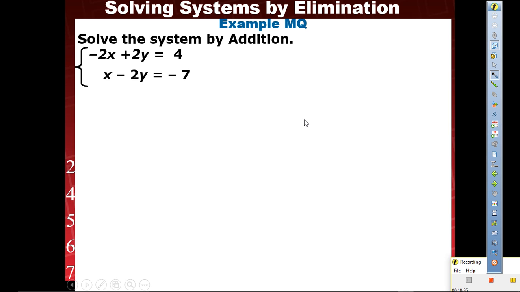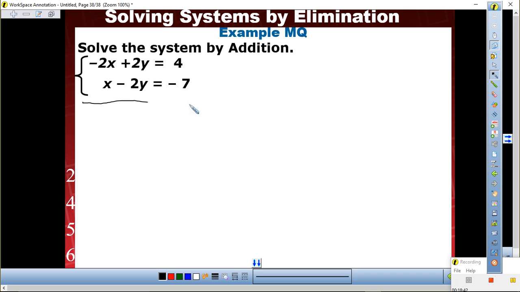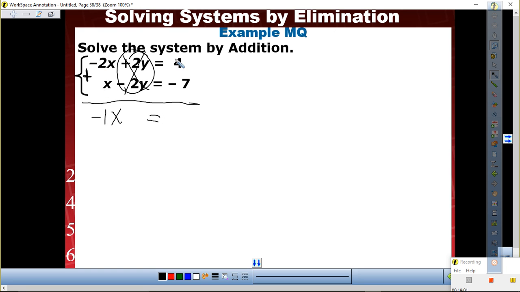Okay, let's see. Focus. So, on this one, once again, notice that I changed the verbiage, solve the system by addition. So I'm going to put a little plus sign right here. Which ones cancel? Oh, this one eliminates. So we're left with negative 2x plus 1x. That's negative 1x equals 4 minus 7. That's negative 3. Divide by negative 1. X equals 3.